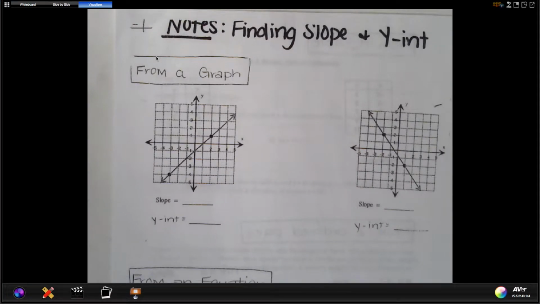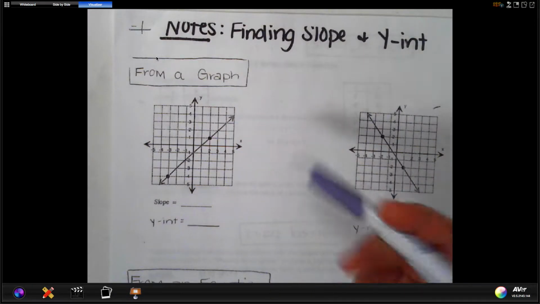Okay, good morning and welcome to our algebra lesson for 5-1, which will be the first lesson in chapter 5 for us today. We are going to focus on finding slope and y-intercept today, or finding the rate of change from different things: from graphs, equations, and tables.